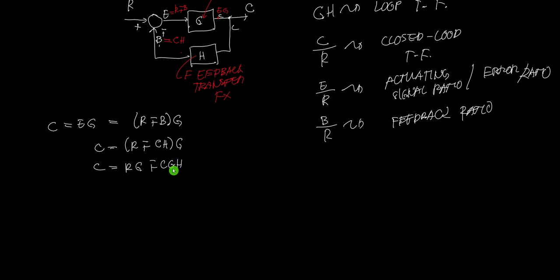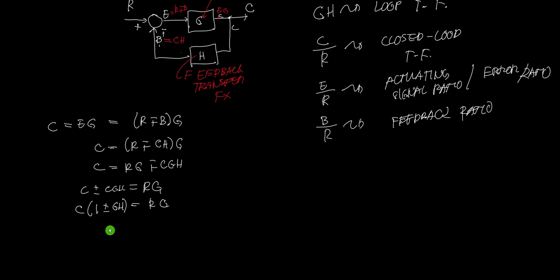And this is C. Now, if I put C, G, H on the other side, instead of minus plus, this will become plus minus, since we multiply it with a negative. C, G, H equals R times G. And I can factor out C here, so we have 1 plus minus G times H, and this is equal to R times G. But we want to solve for C over R, so I divide both sides by R. So we have C over R. Or wait, this should be G here. This is not C.